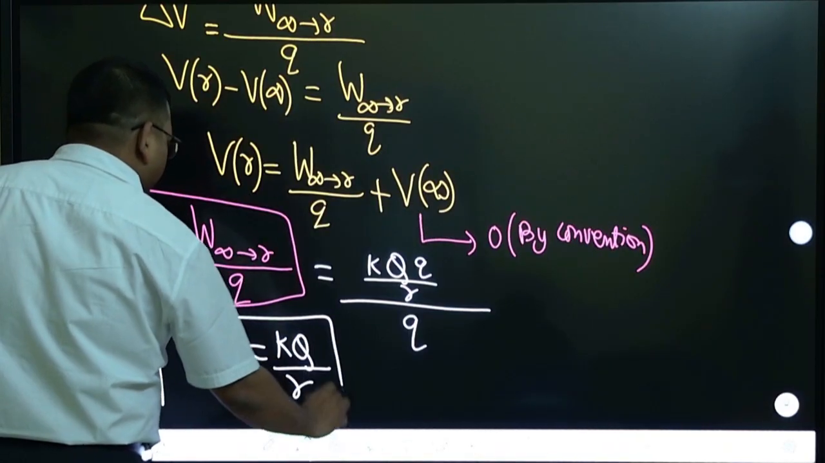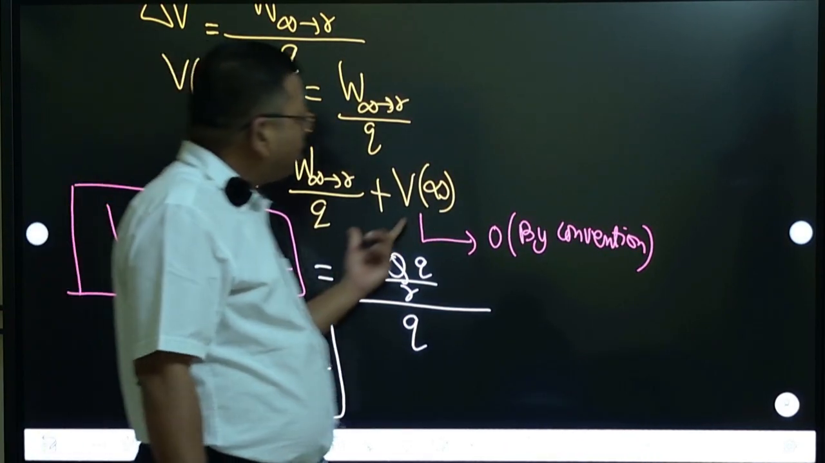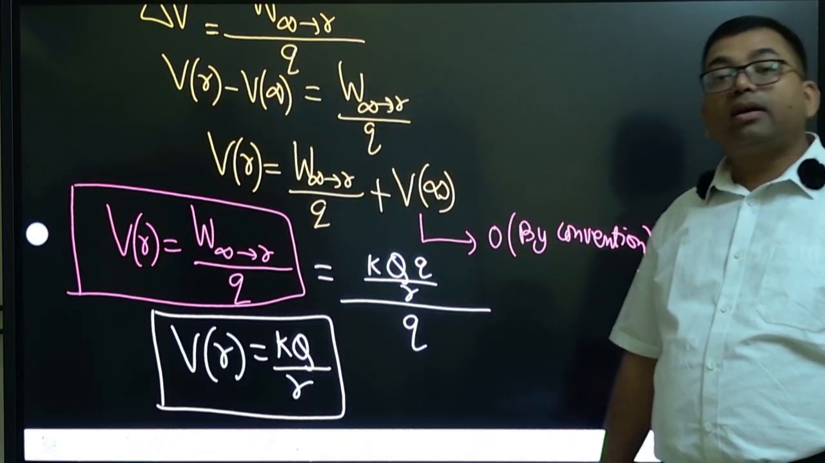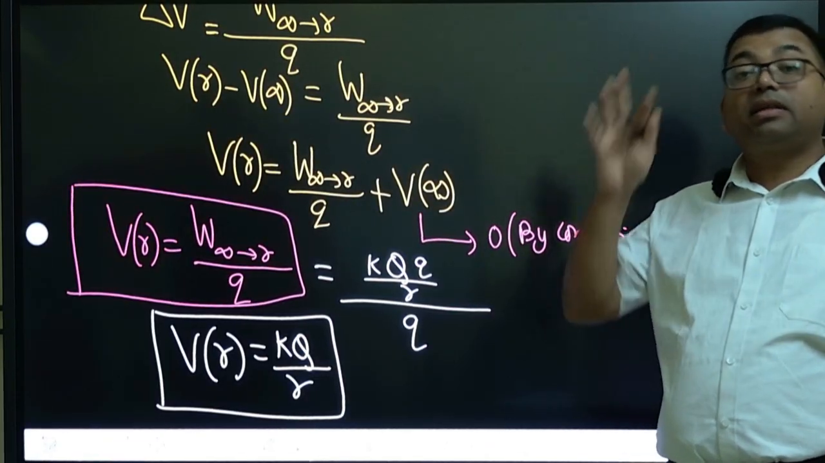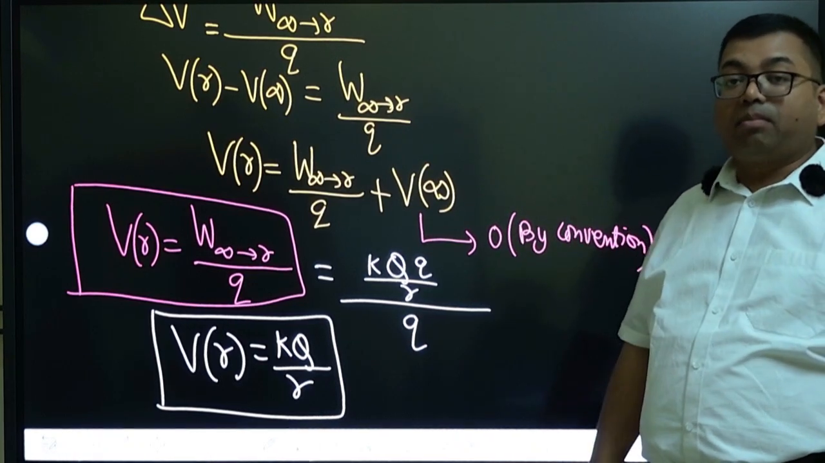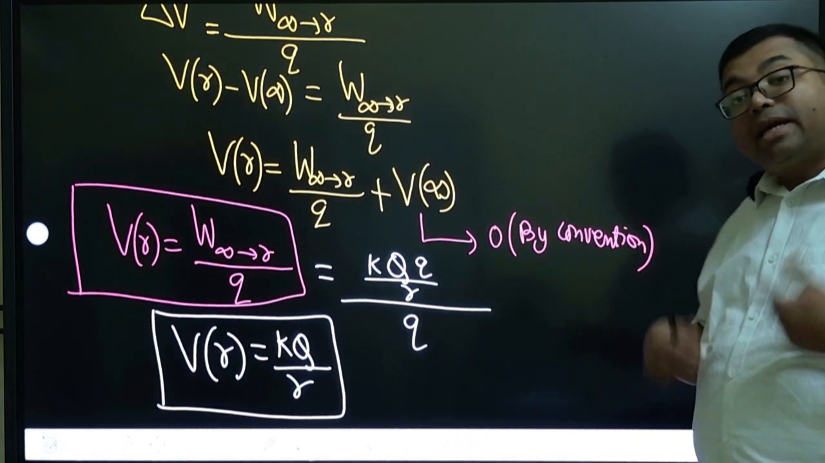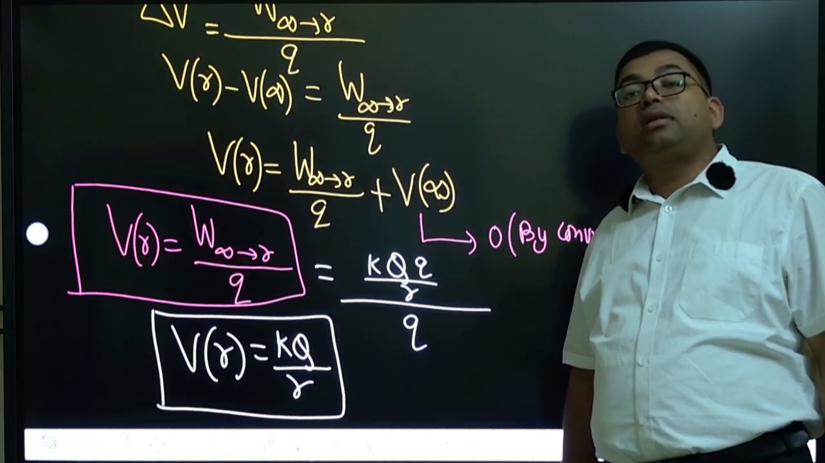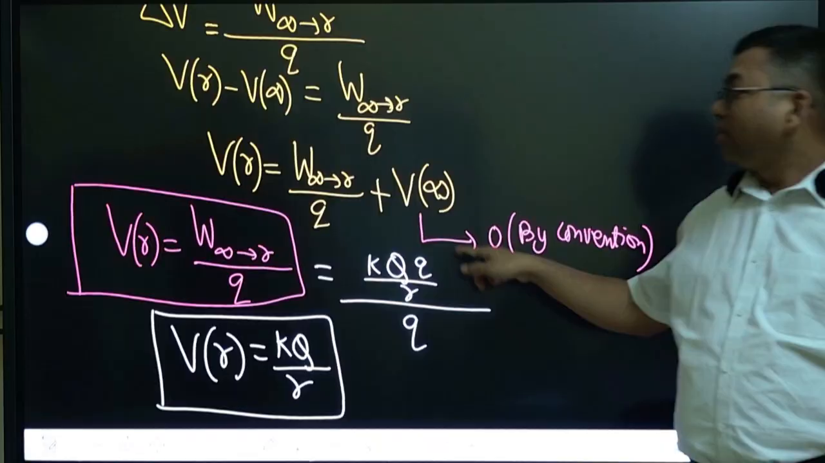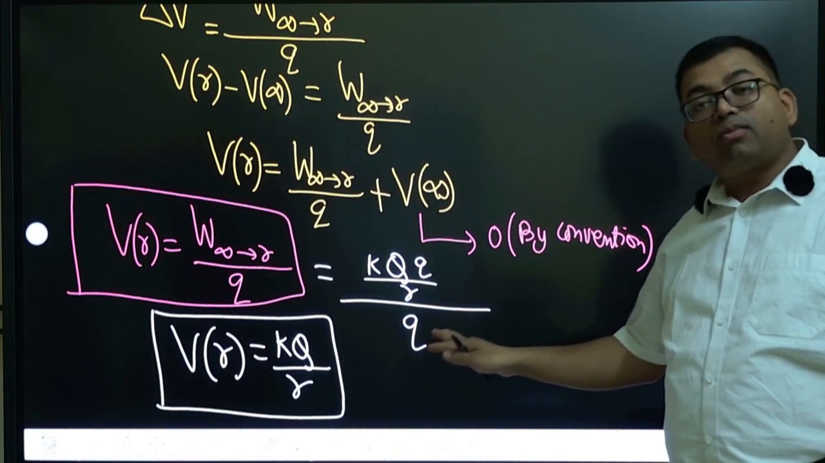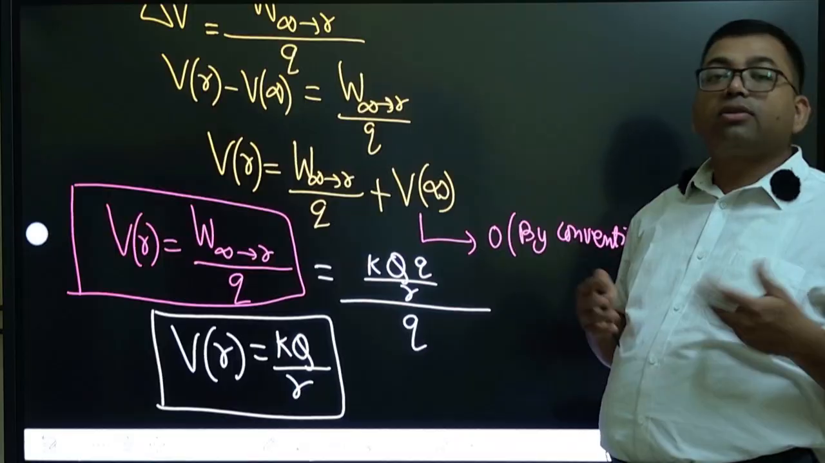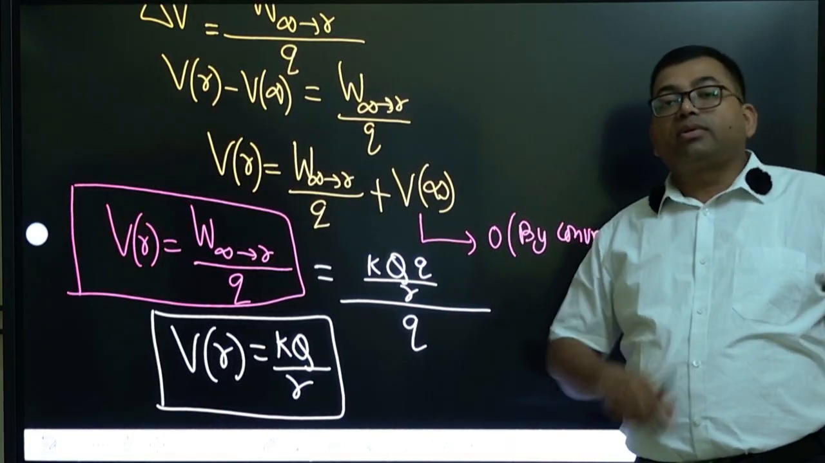Remember, this result is only true when you are ignoring potential at infinity. Similarly, the formula for potential energy kQq by r is only true when you are ignoring potential energy at infinity, because when you are taking infinite distance there is no interaction between them, right? But sometimes in the question they say that potential energy at infinity is there, then you have to add that term. So the same formula will be there, plus the potential at infinity, whatever they give, you have to add. Clear? Are you clear about this? Yes.